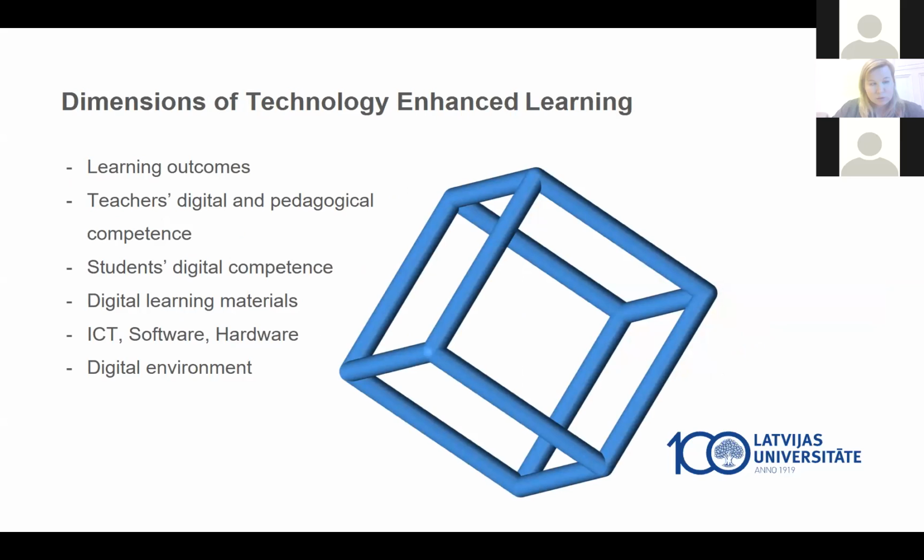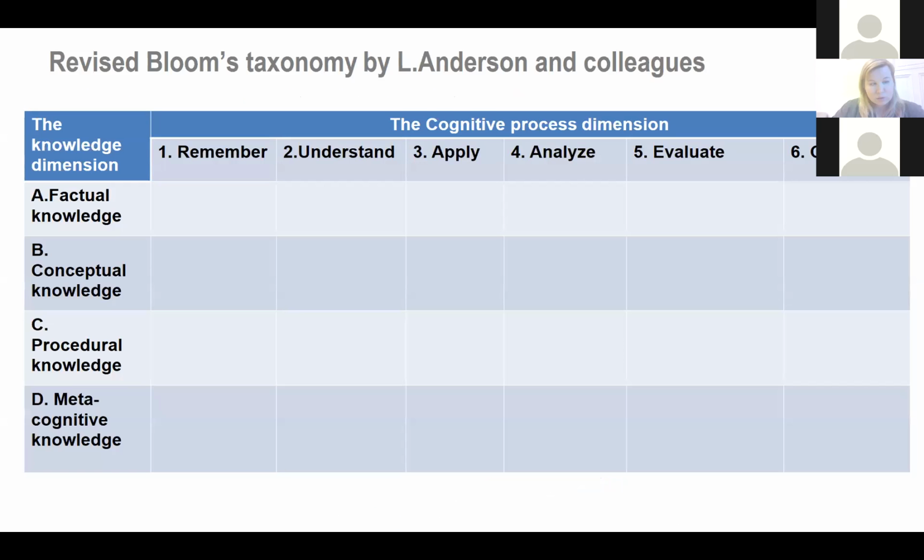The dimensions of technology-enhanced learning and learning outcomes I'm putting together like a cube where all dimensions are in different aspects. So: teacher digital and pedagogical competence, students' digital competence. I suppose that every one of you has heard the term that students are digital natives, which is not true, of course, but this term is quite lively in our environment. Digital learning materials should be developed, and of course all digital ICT solutions and digital environment. So if we speak about this cube, it should also be developed in smaller components, and every dimension can be developed.